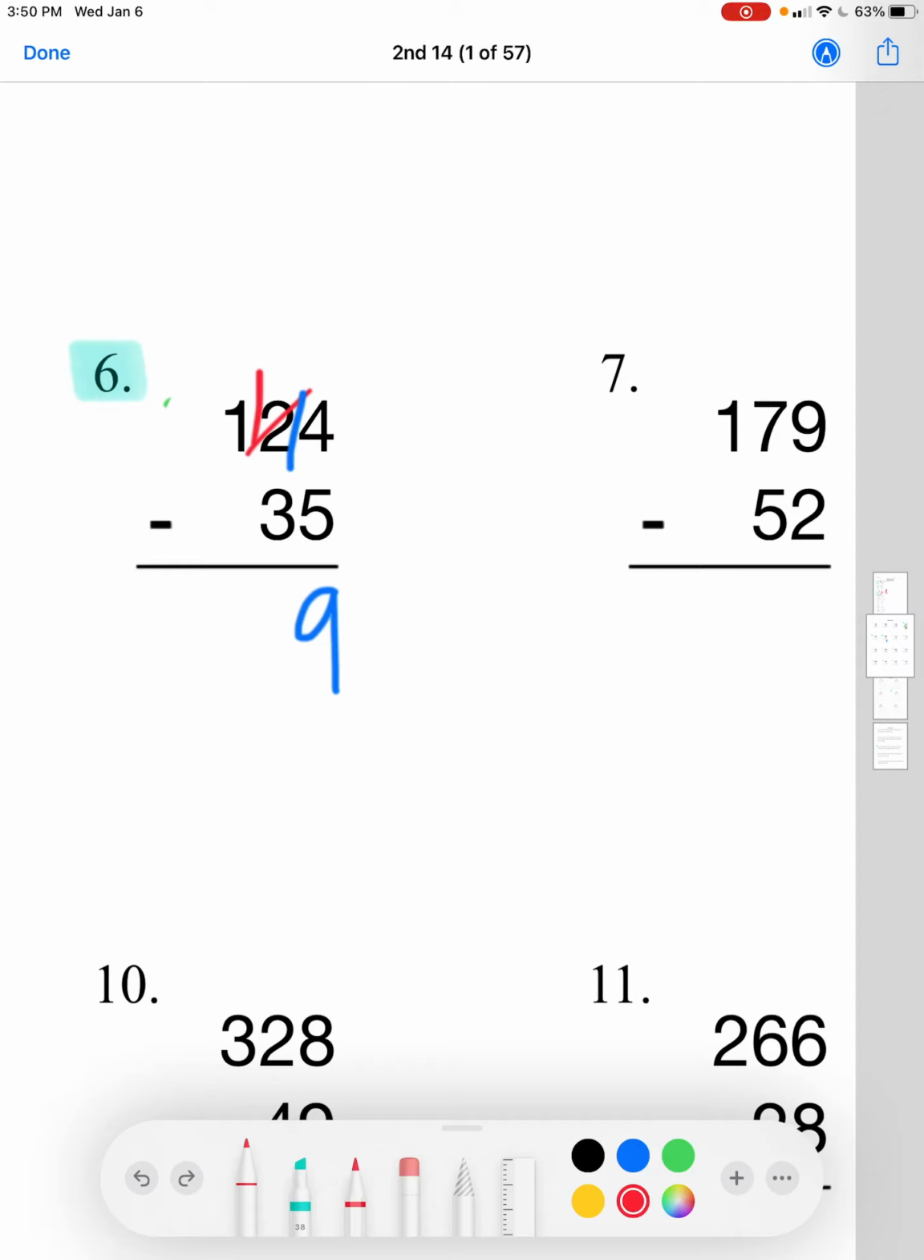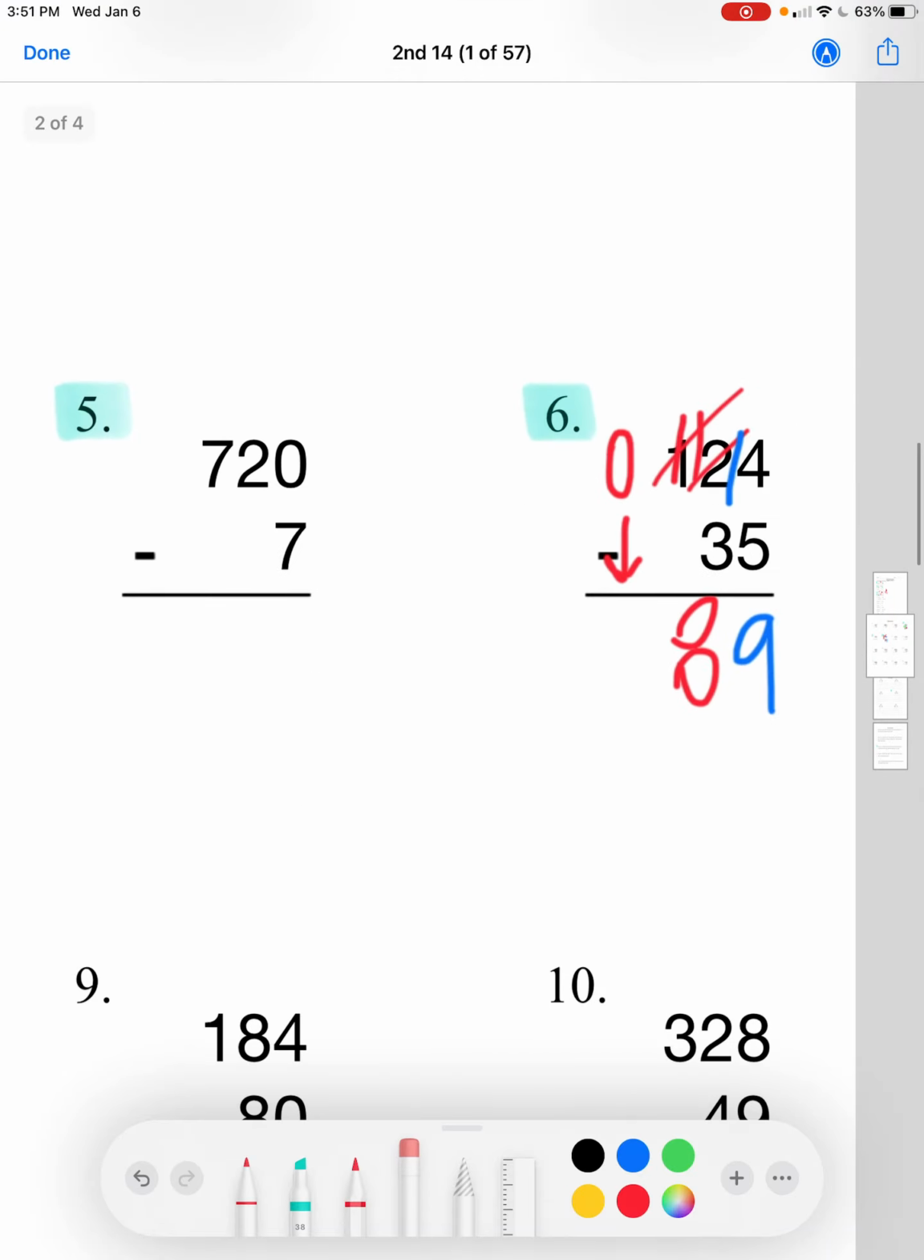So we'll take a 100, which becomes 0. Now this 1 becomes 11. 11 minus 3 equals 8. And then we'll just bring down the 0. A 0 in front of that doesn't really have any significance, so we just have 124 minus 35 equals 89. So you don't really need to write this 0.